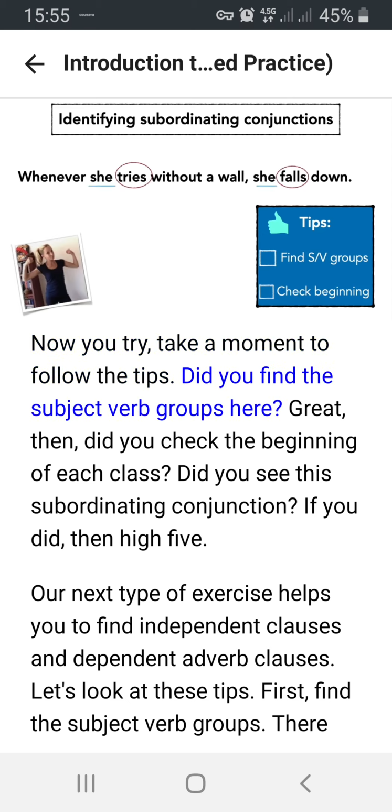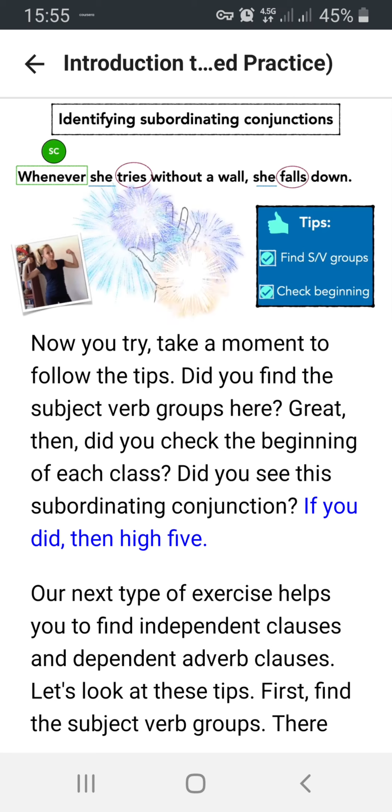Did you find the subject-verb groups here? Great. Then, did you check the beginning of each clause? Did you see this subordinating conjunction? If you did, then high five.